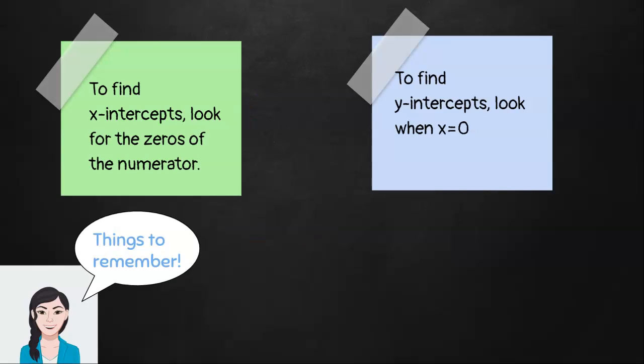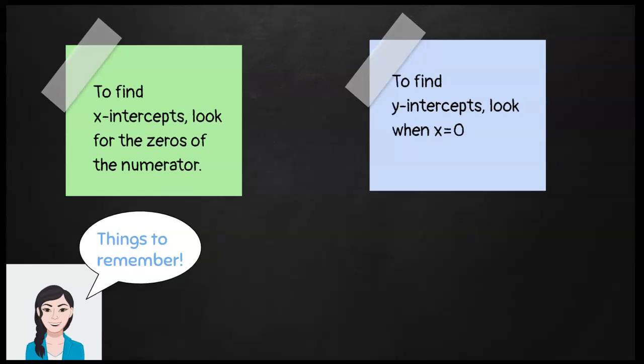So here are some things for you to remember. Finding x-intercepts, we're looking for the zeros of the numerator, and finding the y-intercepts, we're looking to see what our expression will be when I plug in 0 for x. Now I hope you found this video helpful and you're able to now create equations of rational functions based on certain characteristics. Thanks for watching and see you next time.